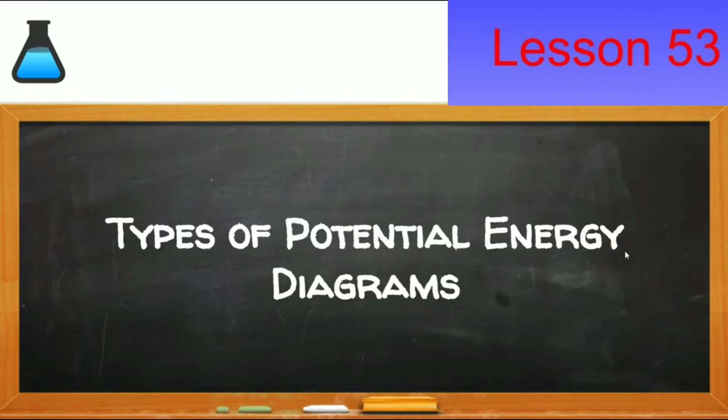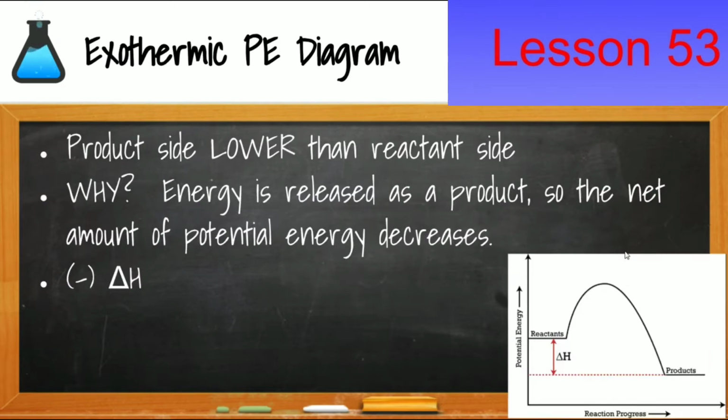Now what we're going to do is compare the 2 types of potential energy diagrams, endothermic and exothermic diagrams. We know that an exothermic diagram occurs when the products have less energy than the reactants. Why? This is because energy is released as a product. This means that our delta H will be negative, just as indicated on Reference Table I. Recall that delta H is the products minus the reactants.